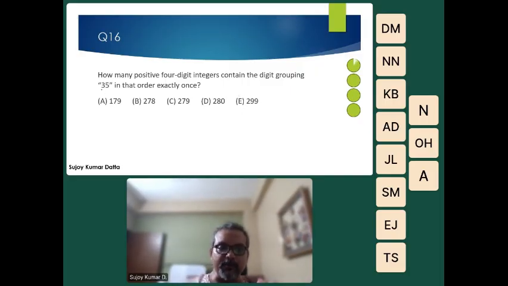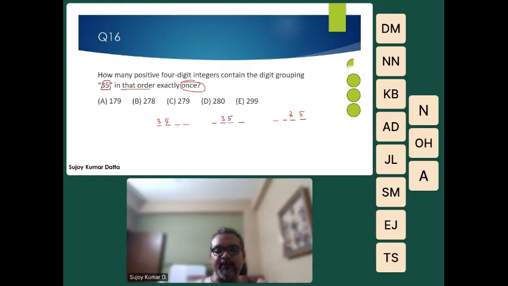So they want you to have 3, 5 exactly in that order together and only once. So in 4-digit numbers, you can get the 3 and 5 here, or in between, or at the end. This was pretty easy to understand, that it has to be in these three places only, because they have to be together as a string in that order. Okay, grouping. The group has to be there.